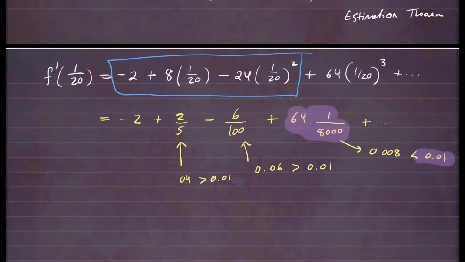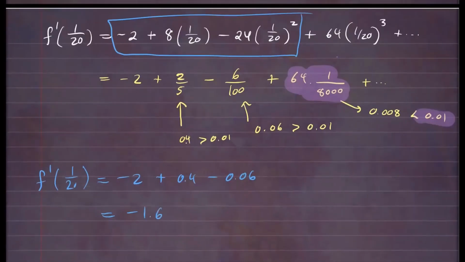So our derivative at 1/20 is going to be the sum of negative 2 plus 2/5, that's 0.4, and then 6/100, that's 0.06. And this will give us approximately negative 1.66. So once you find the term that is less than the error you're looking for, you add up everything before. So this is our approximation for the derivative at 1/20. Now, how good is this approximation? Is it within the error we wanted? Well, yeah, right? Because it's less than this term right here.